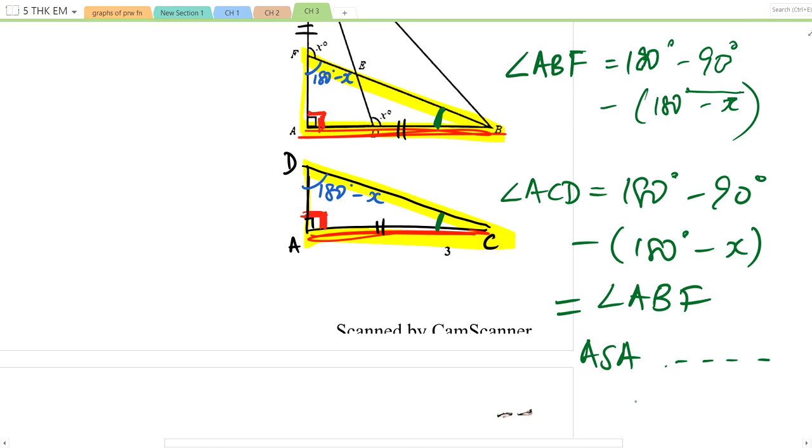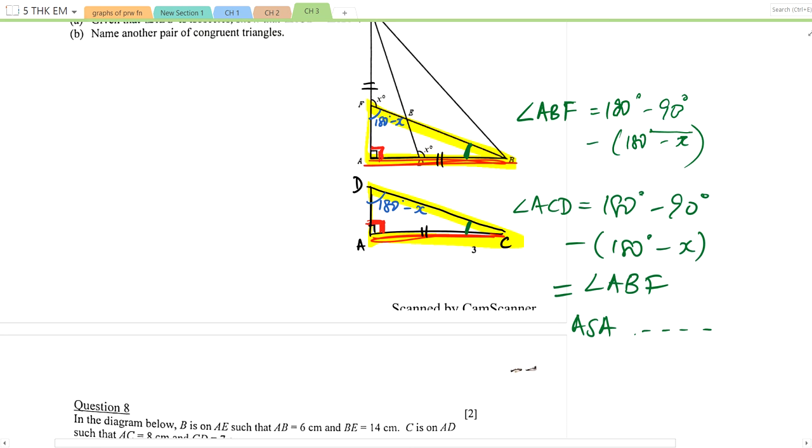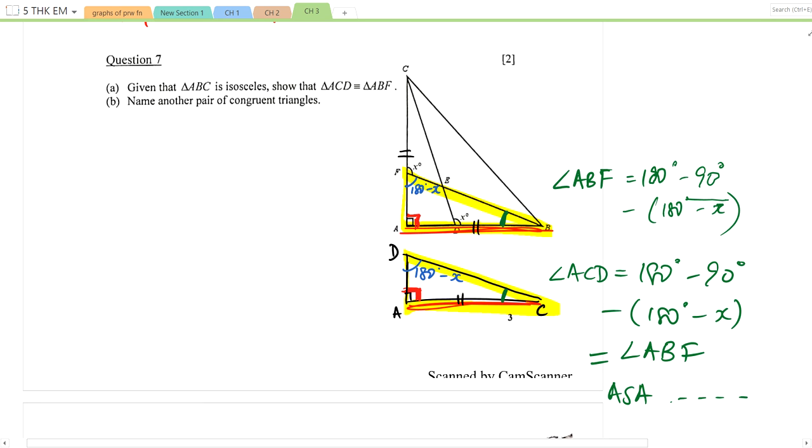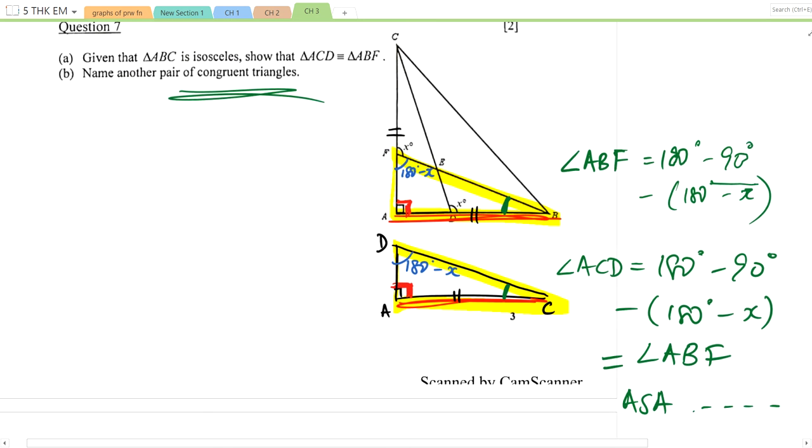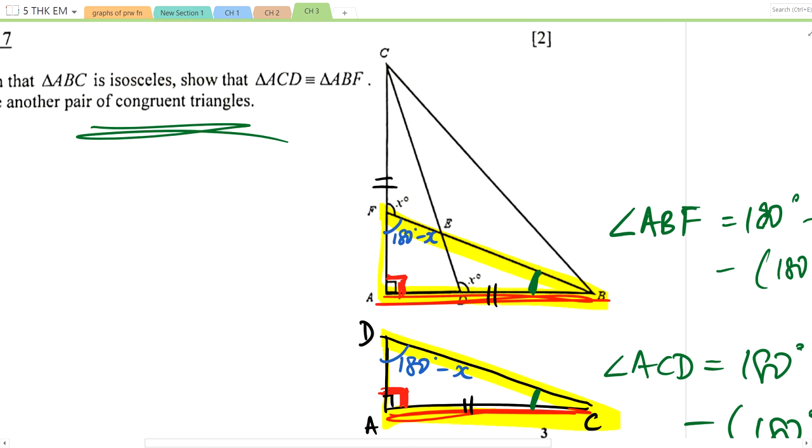Can? So you leave it. Yes? Hey, never mind. Okay, name another pair of triangles. They didn't ask you to prove, so you can just name it. What is another pair of congruent triangles? CAB.